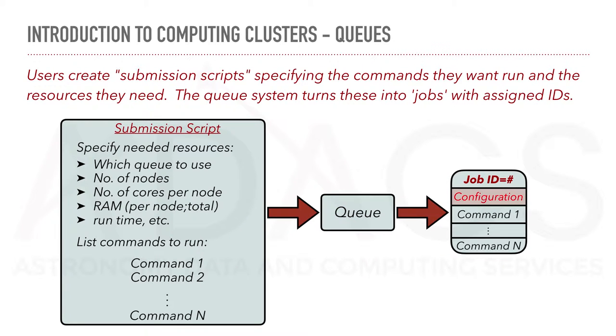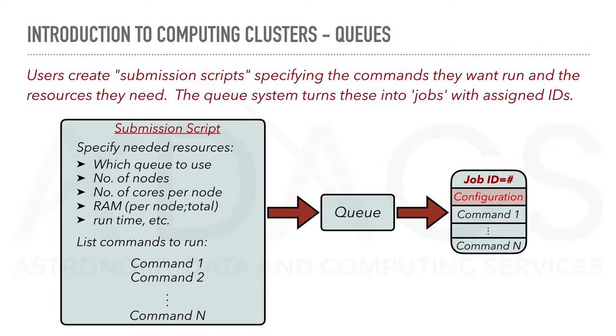Jobs are submitted to the system using a submission script. These scripts, which we describe in additional detail in later sections of this tutorial, specify not only the commands to be run by the compute nodes, but the resources needed as well. The queue system turns this script into a job and assigns it a job ID to identify it.